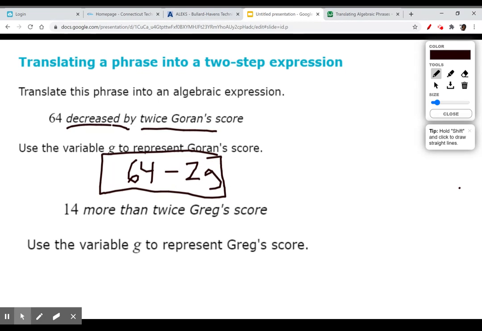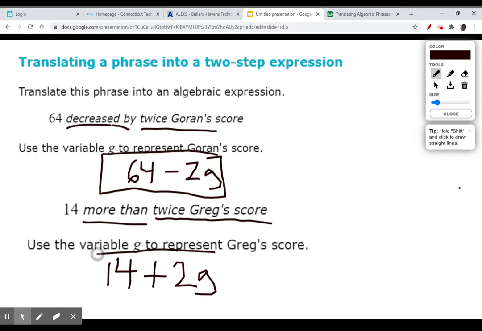Our second one says 14 more than twice Greg's score. So more than is an indication of addition. So we're going to say 14 plus, and then here we have multiplication again, twice Greg's score. So 2 times Greg's score. On the next screen, you're going to get some practice problems to try on your own.